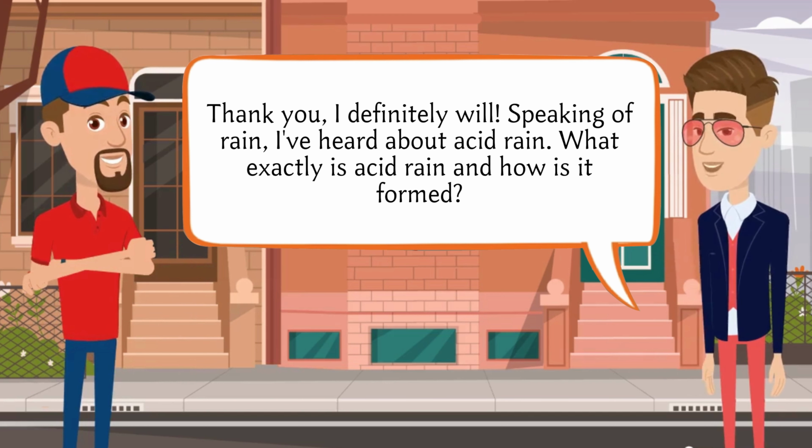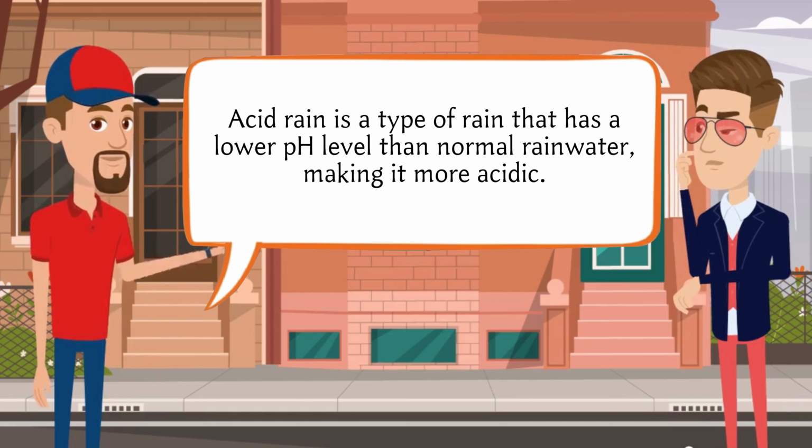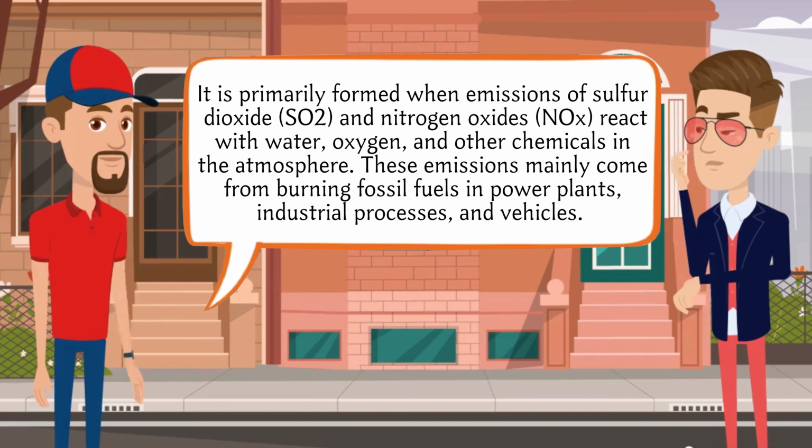Speaking of rain, I've heard about acid rain. What exactly is acid rain and how is it formed? Acid rain is a type of rain that has a lower pH level than normal rainwater, making it more acidic. It is primarily formed when emissions of sulfur dioxide, SO2, and nitrogen oxides, NOx, react with water, oxygen, and other chemicals in the atmosphere. These emissions mainly come from burning fossil fuels in power plants, industrial processes, and vehicles.